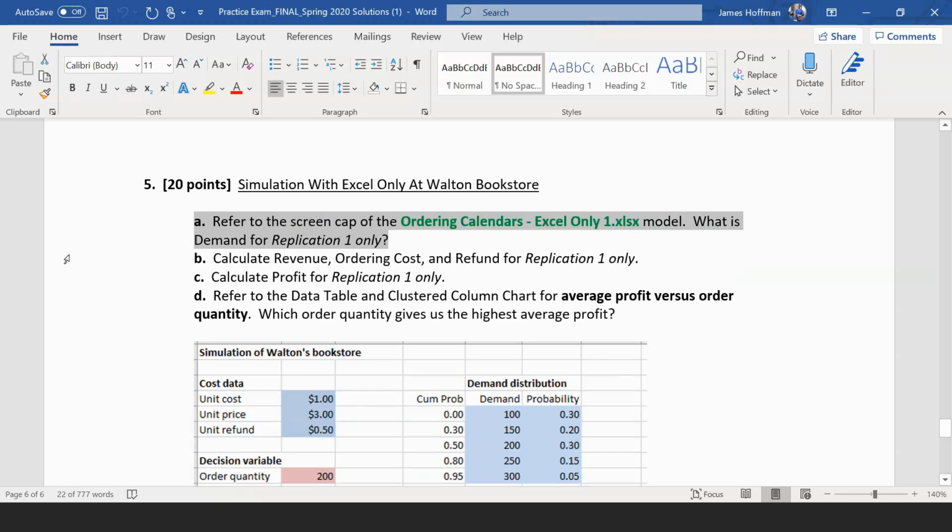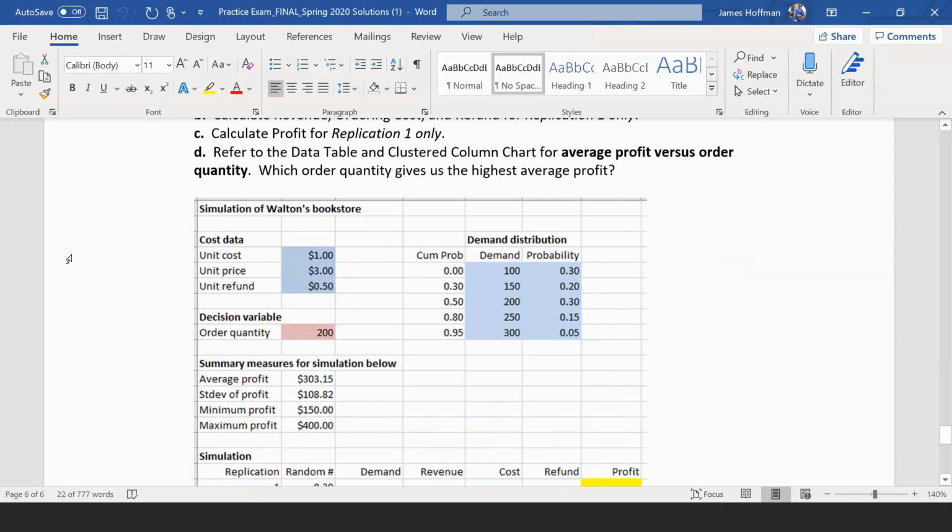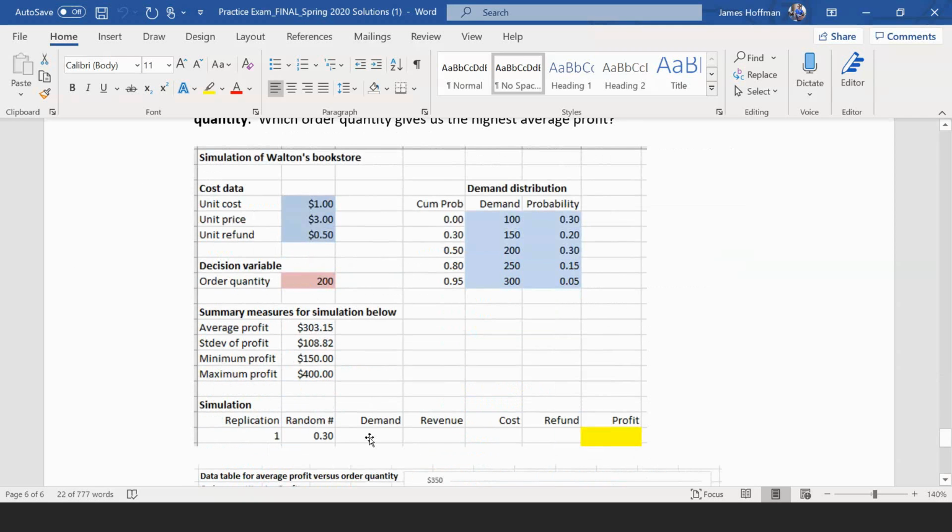Okay, so part A is just, what's the demand for replication 1. So look at the random number, go to the table, and find the demand. All right, so the random number is 0.3, and I tried not to make it exactly on the boundary, which in this case I guess I did.